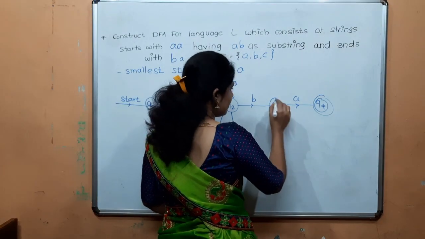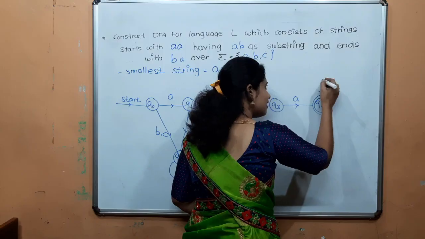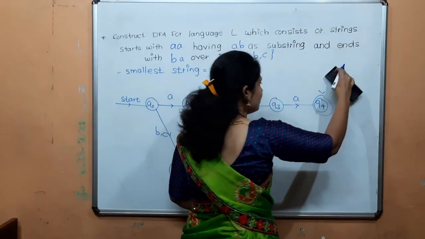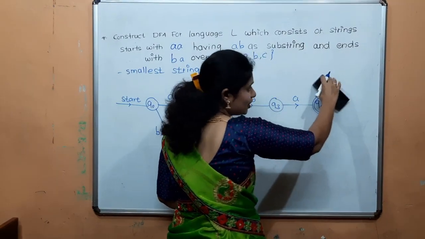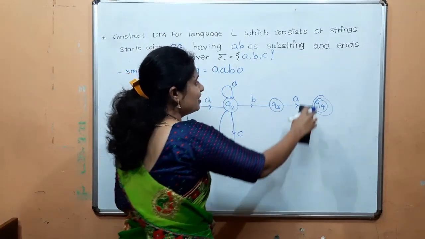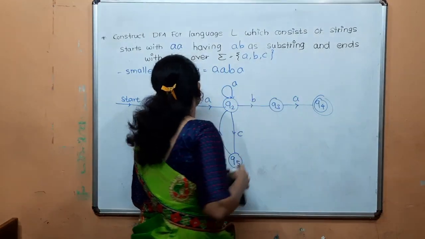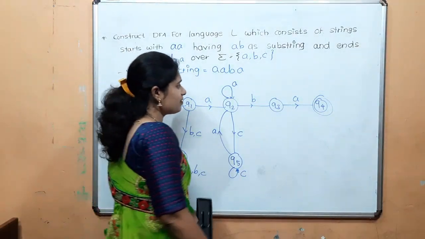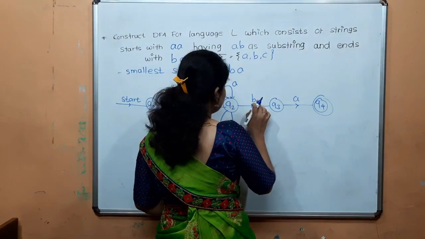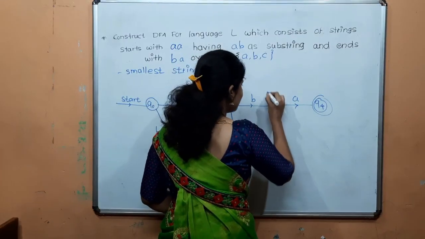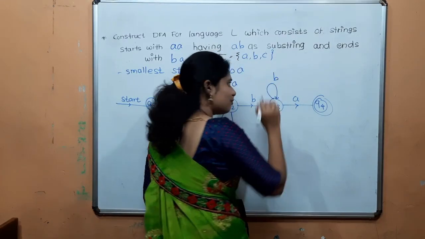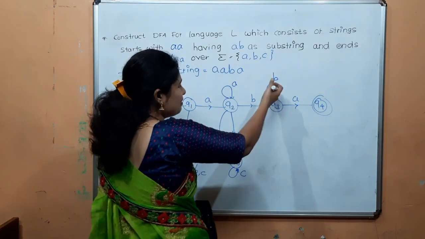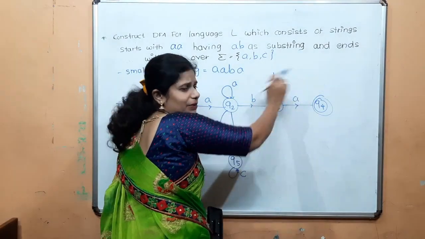B, A. We cannot give a self loop of A here, because then it becomes ends with A, which is invalid because the condition is that it ends with BA. Okay, now see here, after this B, if B occurs, here we can give the self loop of B. Any number of B's can occur, and then we still get ends with BA.